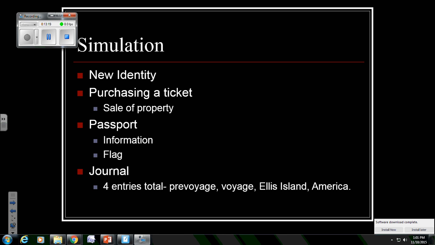Then you're going to create a journal with 4 entries. 1 is pre-voyage, getting ready. 2 is the voyage itself on the ship. 3 is your experience at Ellis Island, because we will go through Ellis. And 4, your first 5 years in America or wherever you end up. No, you're not on the Titanic.